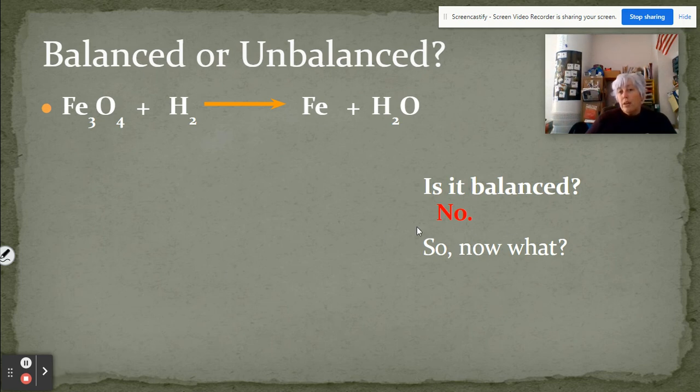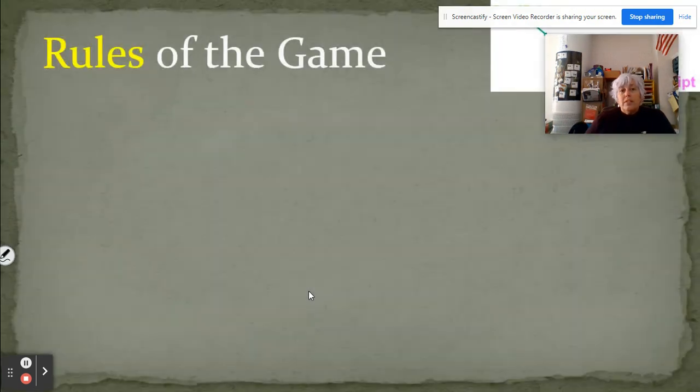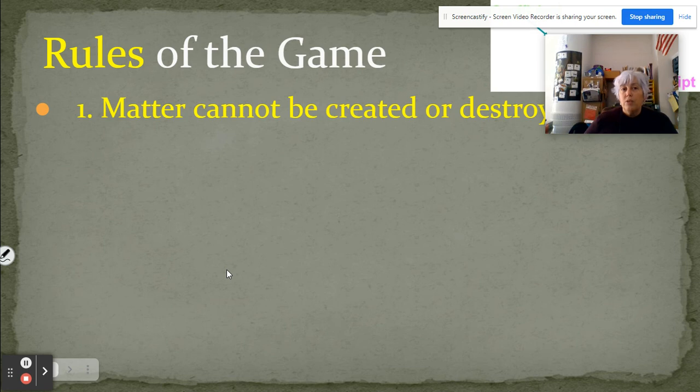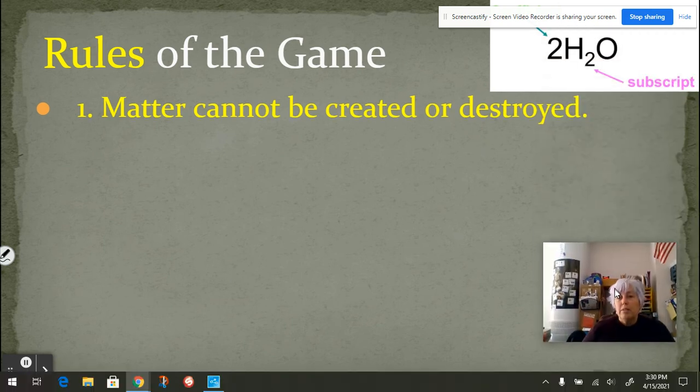Okay, so now if it's not balanced, what are we going to be able to do? That's eventually what we'll talk about when we balance equations. So I'll give you the rules, but we're not going to get to balancing equations yet. We need to figure out how to do one more thing before we can start balancing equations.